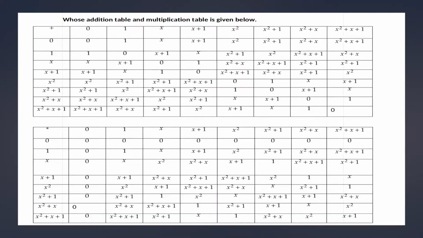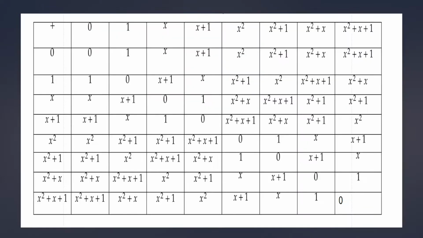Now, there are 8 elements, namely 0, 1, x plus 1, x squared plus 1, x squared plus x and x squared plus x plus 1. So, these elements are represented on the Cayley table on both the left and the top corner, and then the 0 times table, 0 plus 0 is 0, 0 plus 1 is 1. So, that part is fairly clear.